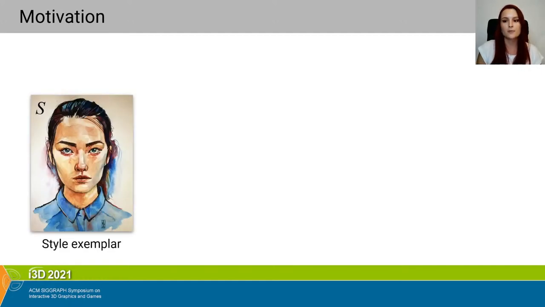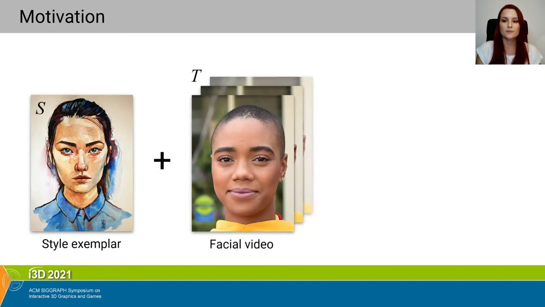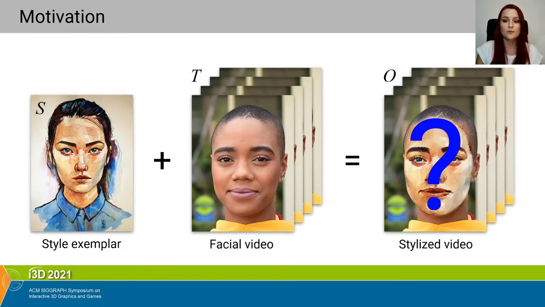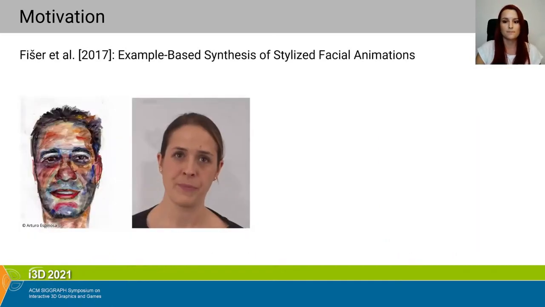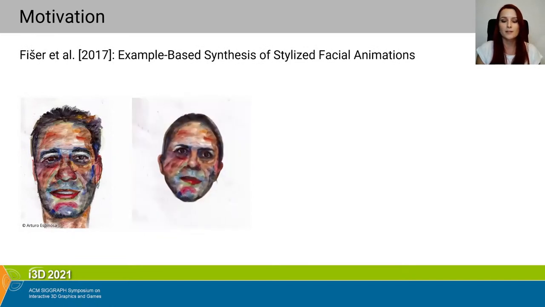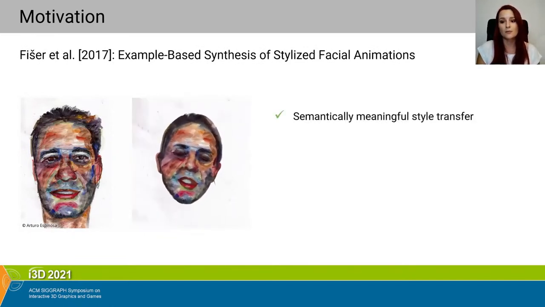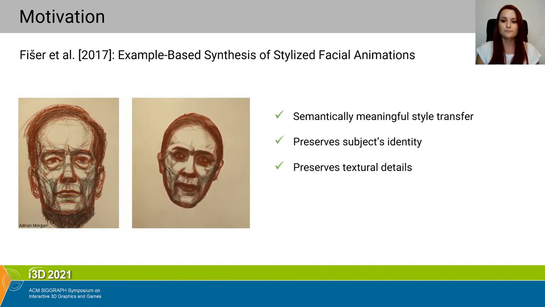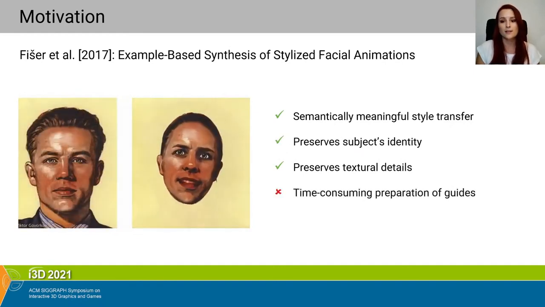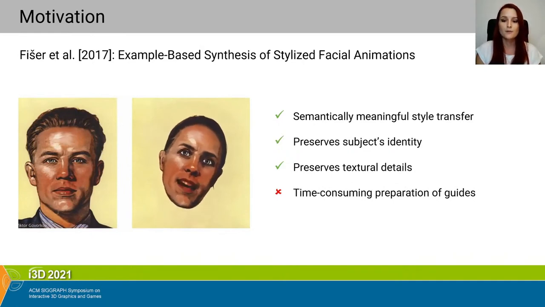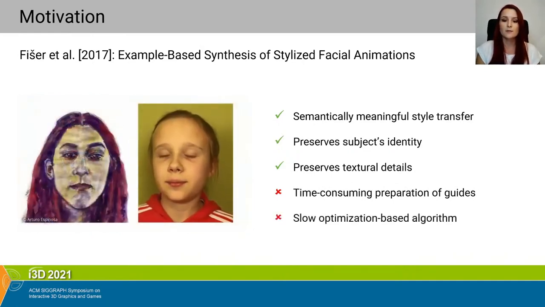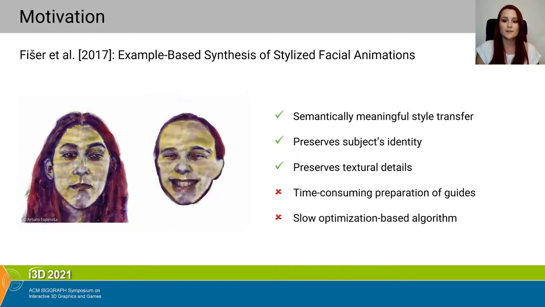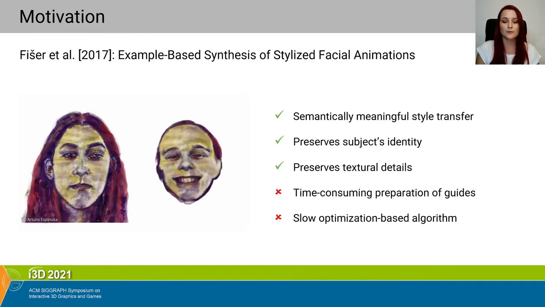Imagine we have a style exemplar image of a human portrait and a target facial video. We want to paint this sequence in the given style. But how to do it efficiently? Several approaches dealing with this task were published recently. One of them is Fisher et al.'s non-parametric guided texture synthesis that secures semantically meaningful style transfer, perfectly preserves subject's identity and the visual richness of the style exemplar. However, the preparation of such guidance is computationally very expensive. Also, the style transfer algorithm itself is very slow due to its optimization nature. Hence, it is not possible to obtain stylized video in real time.